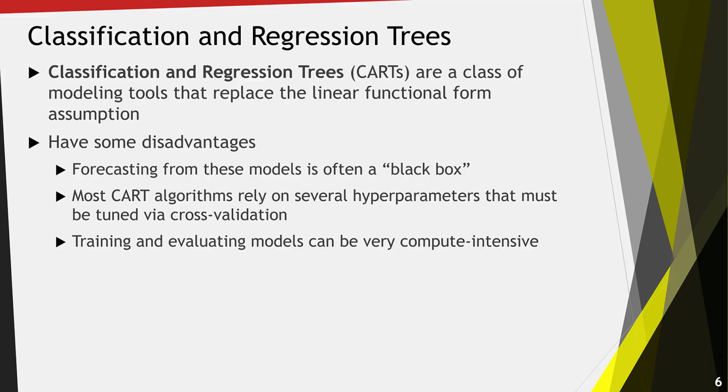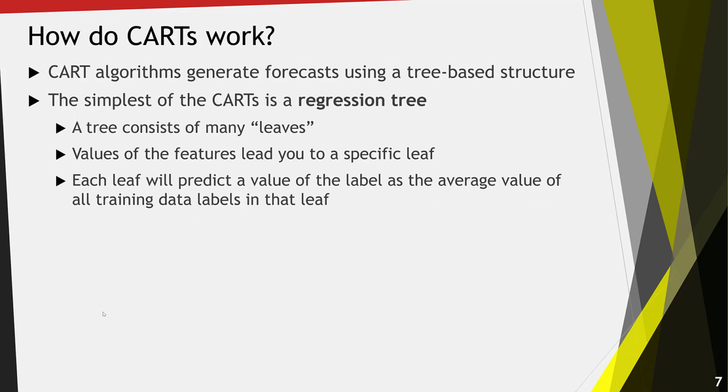There are some disadvantages too. Forecasting from these models is often a black box. It's very difficult to tell how exactly the features are being translated into a predicted label. Most CART algorithms rely on several hyperparameters that need to be tuned via cross-validation during the model training process. This, along with some other computational complexity, means that training and evaluating models can be very compute-intensive and can take a very long time. So how do CARTs work?